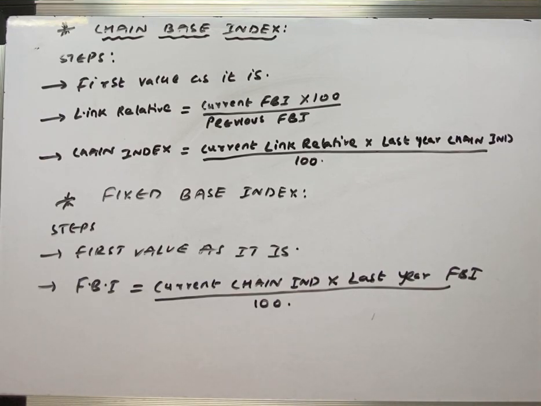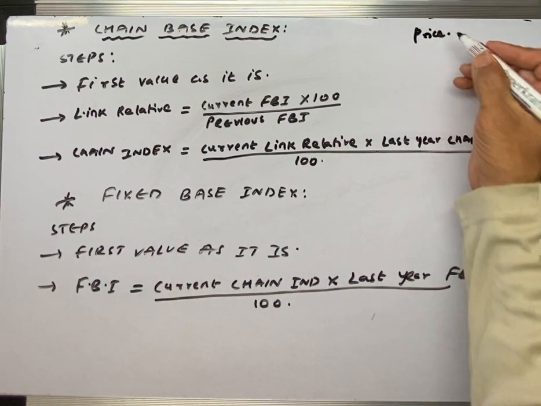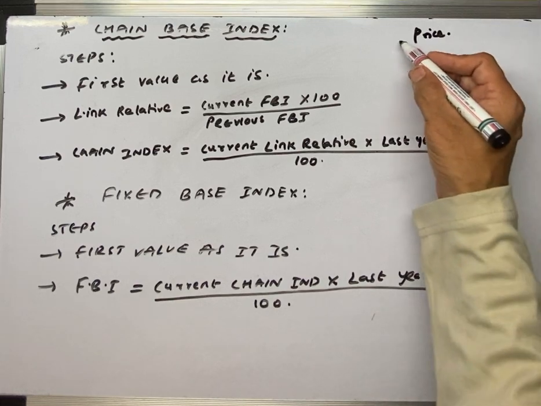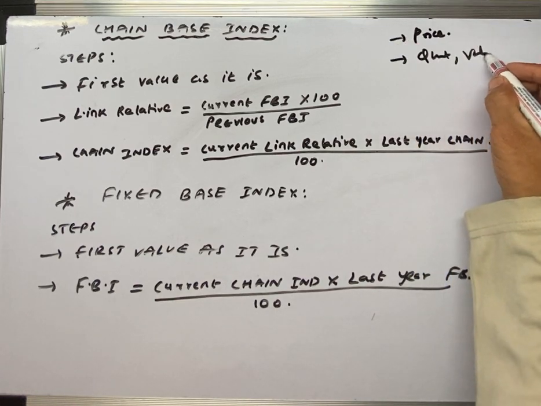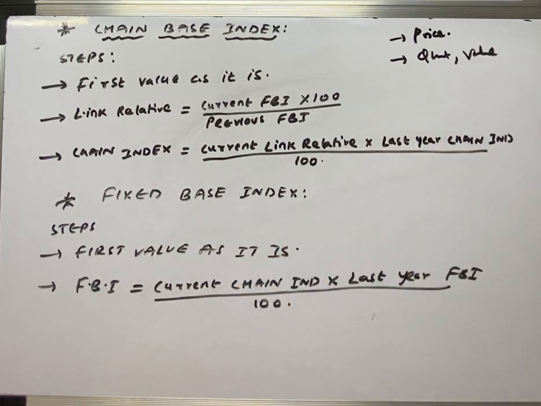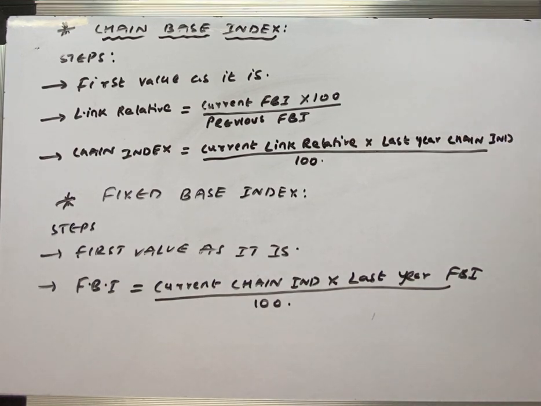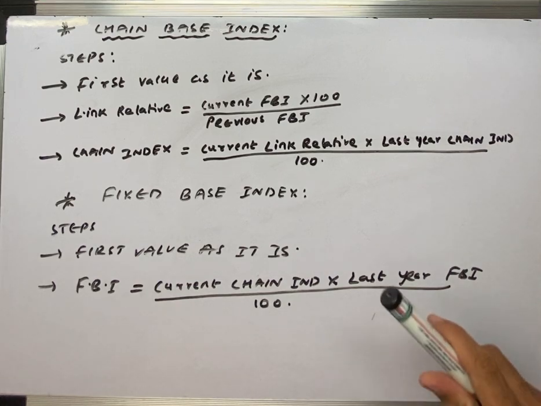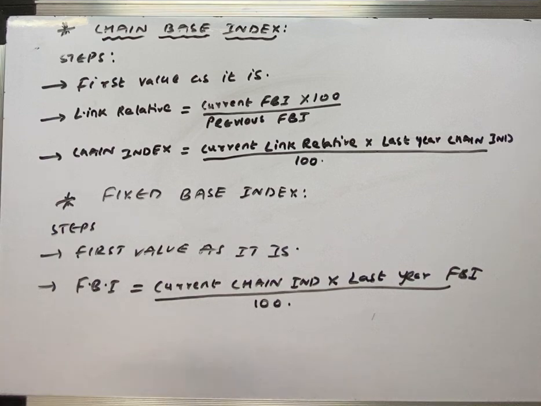So next topic is chain based index. Previously we have discussed price index numbers, and in test of consistency we have quantity index and value index formulas. Apart from that, we have chain based index, fixed base index, splicing, base shifting, and consumer price index. So now we are discussing chain based index and fixed base index formulas.